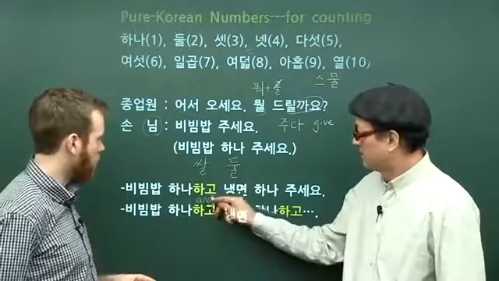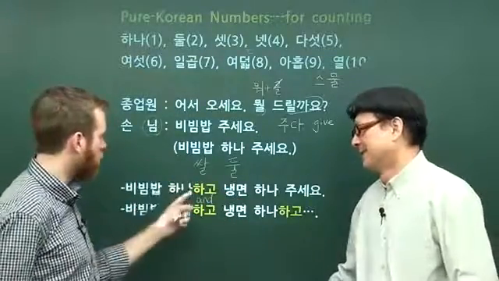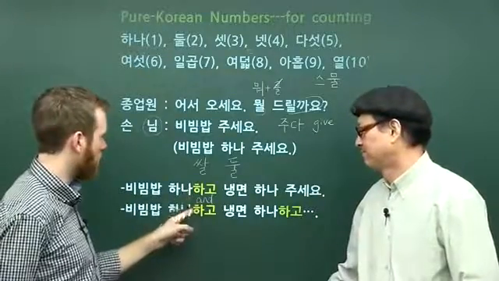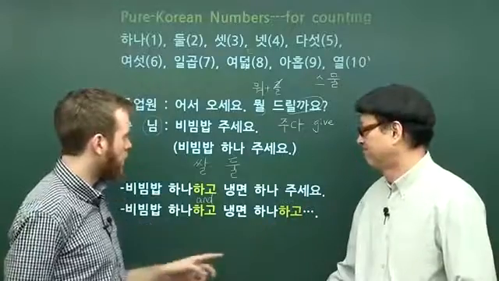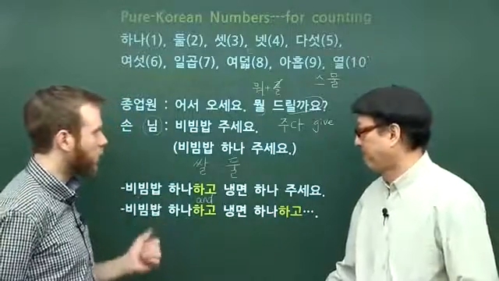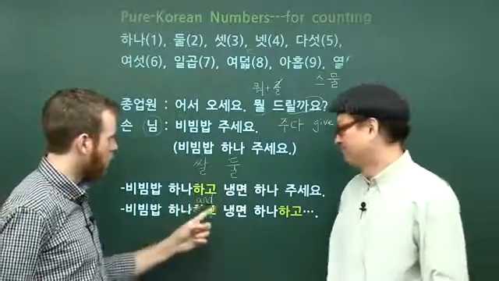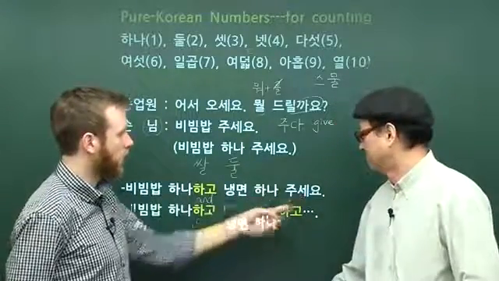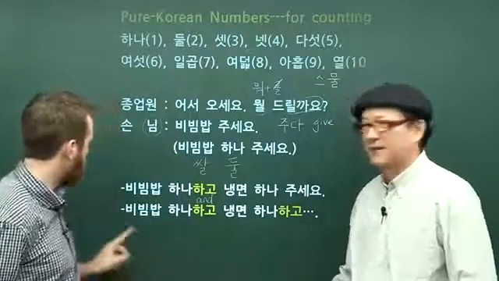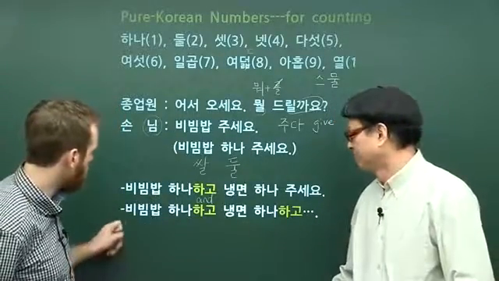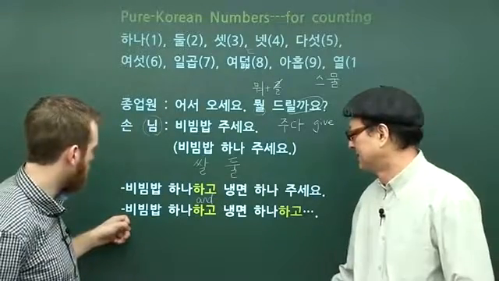Okay, so again, bibimbap 하나, one bibimbap, 하고, and 근데 여기 attach 돼 있어요. Attached. Oh, so there's no separation here. There's no spacing here. So 하나 하고 냉면 하나 주세요. So same thing, right? The word order is very important. So bibimbap one and 하고 냉면 one 주세요. Now we can keep going with this.